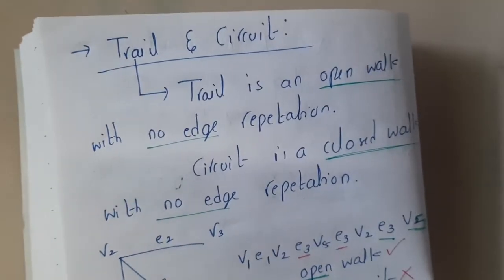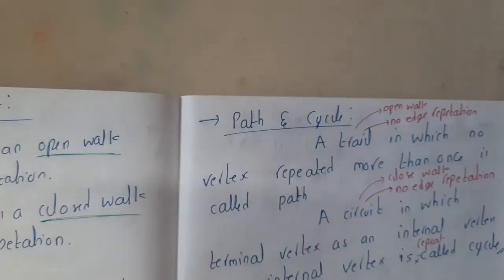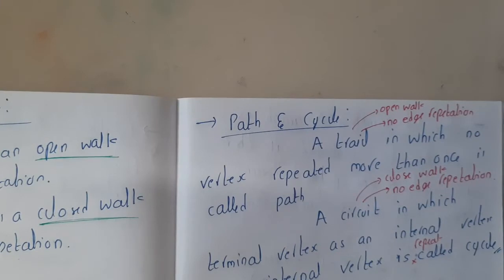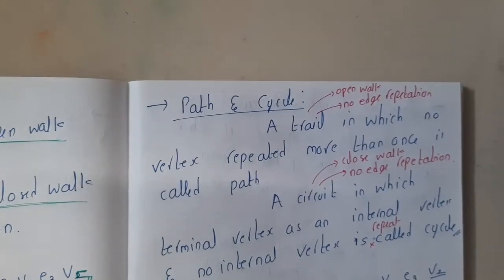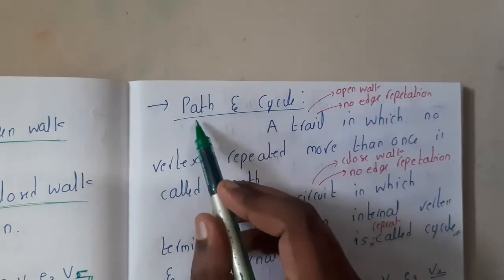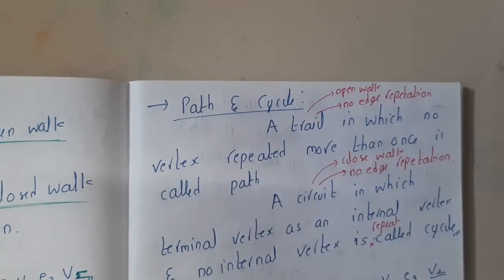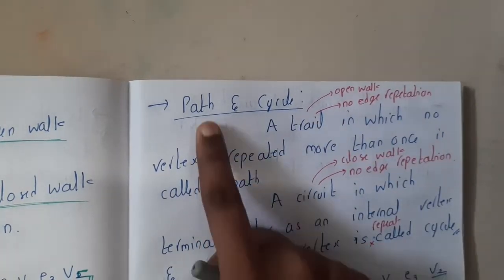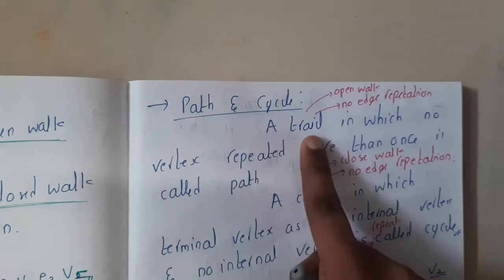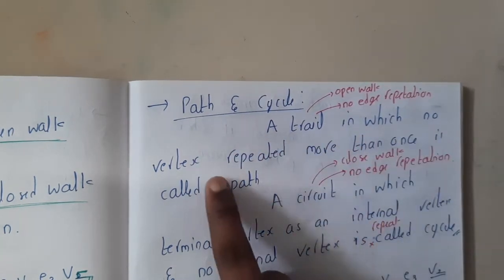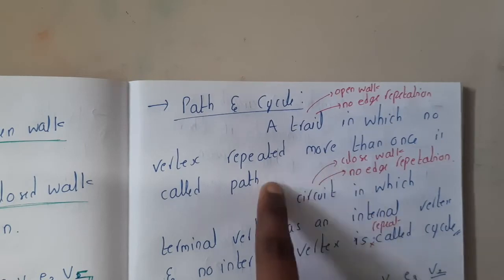So this is the concept of a trial and circuit, guys. So now you got an idea, right? Now the continuation: the next 2 pair are path and cycle. From observation you can say path is something open, cycle is something closed. Basically, a path is nothing but a trial in which no vertex is repeated more than once.